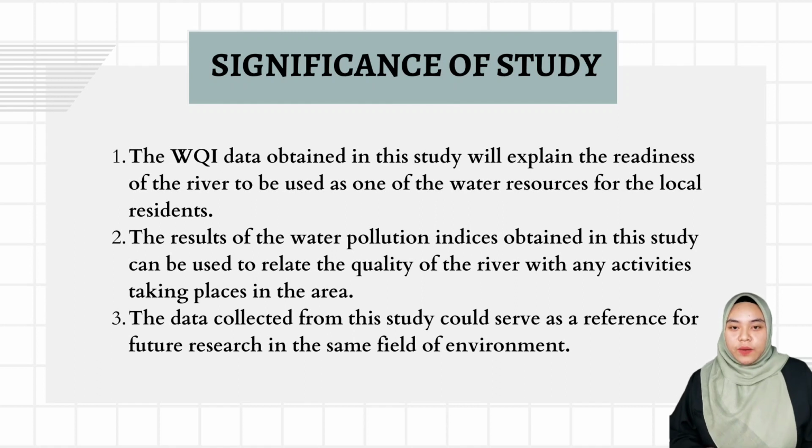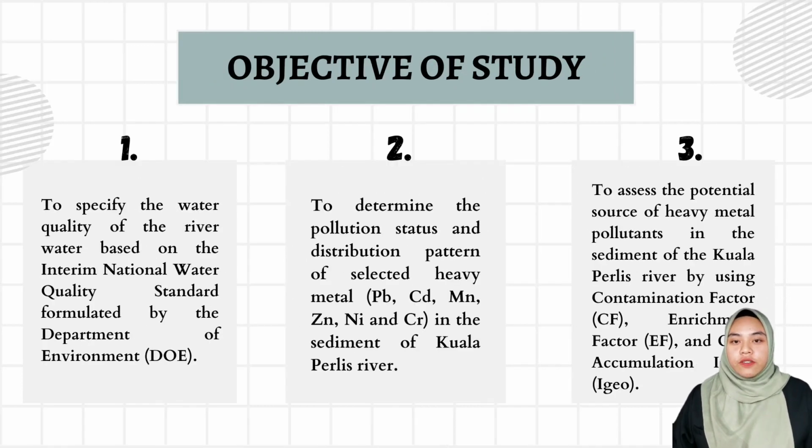Significance of study. The water quality index data obtained in this study will explain the readiness of the river to be used as one of the water resources for the local residents. Next, the result of the water pollution indices obtained in this study can be used to relate the water quality of the river with any activity taking place in the area. Next, the data collected from this study could serve as a reference for future research in the same field of environment.